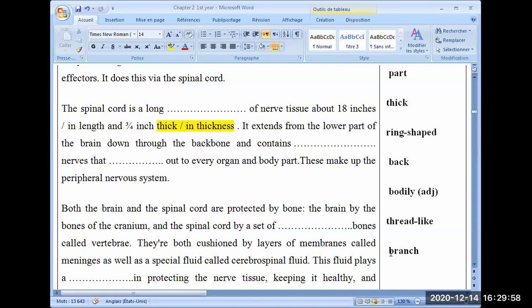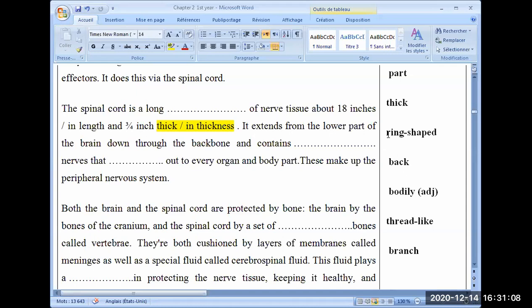Both the brain and the spinal cord are protected by bone, the brain by the bones of the cranium, and the spinal cord by a set of ring-shaped bones called vertebrae. The bones are ring-shaped. Let's pronounce this word: vertebrae. One vertebra, and a number of vertebrae. Ring-shaped means like a ring, shaped like a ring. To describe the vertebrae, they give them the adjective ring-shaped. Clear? Okay, thanks.